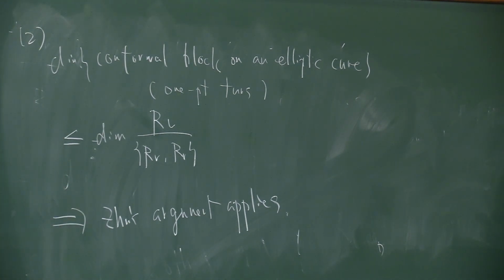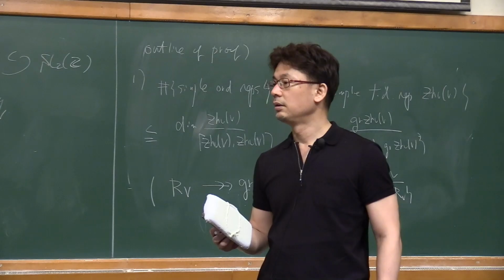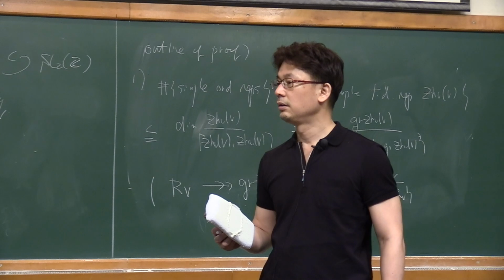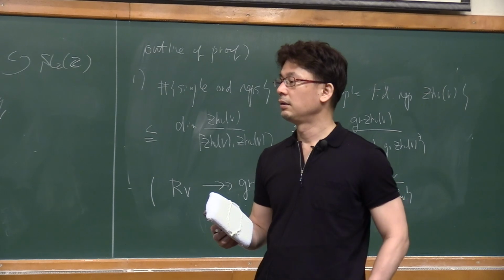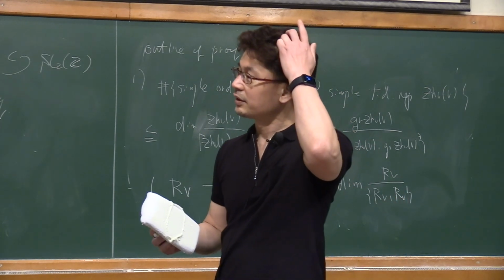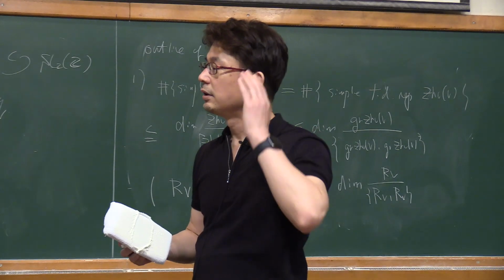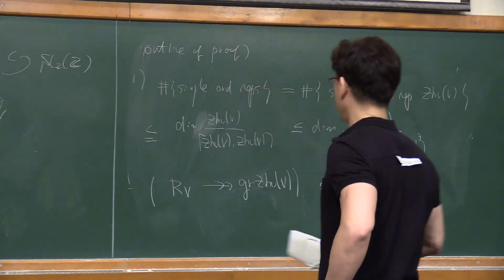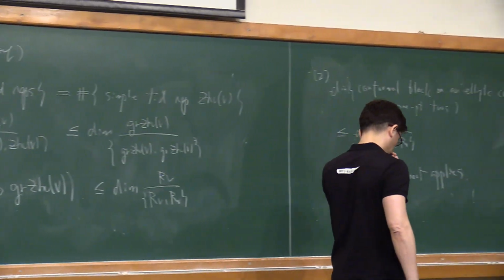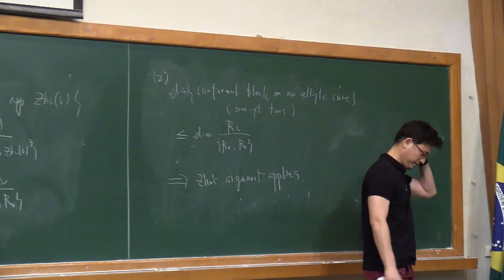Okay. Any questions so far? Yes, Tomoyuki, I have a question. Can you hear me? Yeah. Is there any relation between the order of nilpotency of the conformal vector in R_V and the dimension of the space of simple ordinary representations?